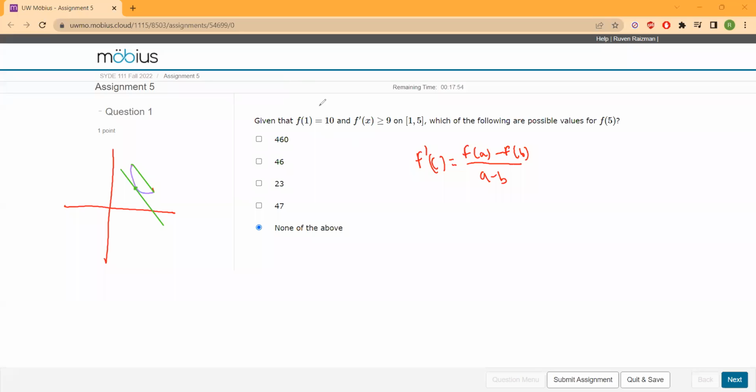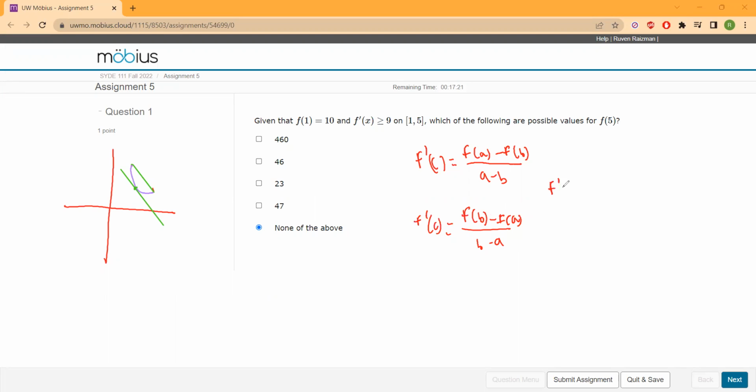So here, what do we have? We have f(1), and we know we're going from f(1) to f(5). So we can say that f(b), just so it's not negative, we can go f(b) minus f(a) over b minus a is equal to f prime at c. I know I just wrote the same thing, but now we can start trying to plug in values.